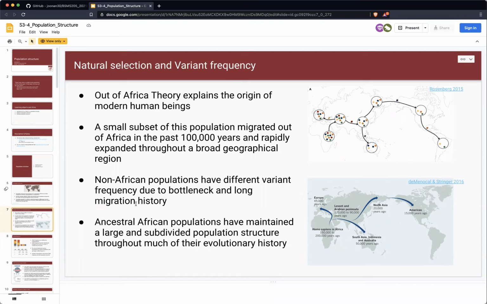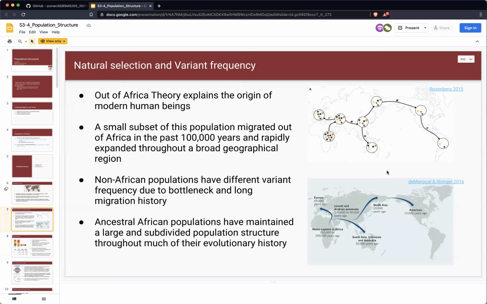So some of the people migrated to East Asia or the Middle East or Europe or Australia or the American continent, and they settled there, and they underwent their own migration history and settlement time, and they shaped their own genetic background in their region. So non-African populations have different variant frequencies or allele frequencies due to the genetic bottleneck or the long migration history.